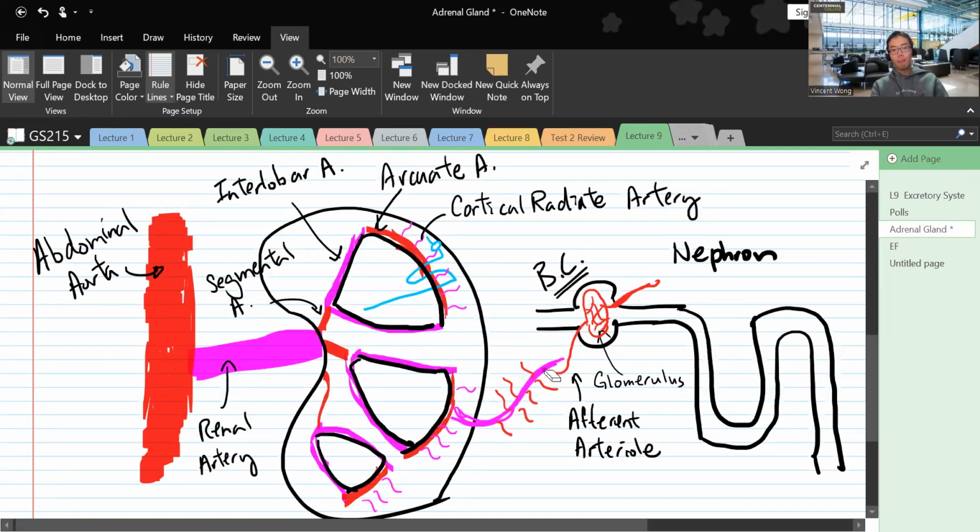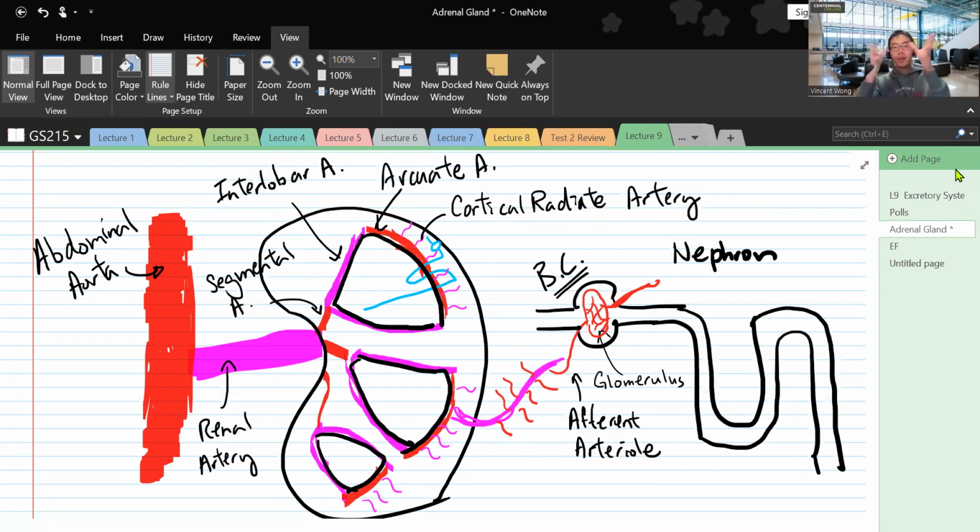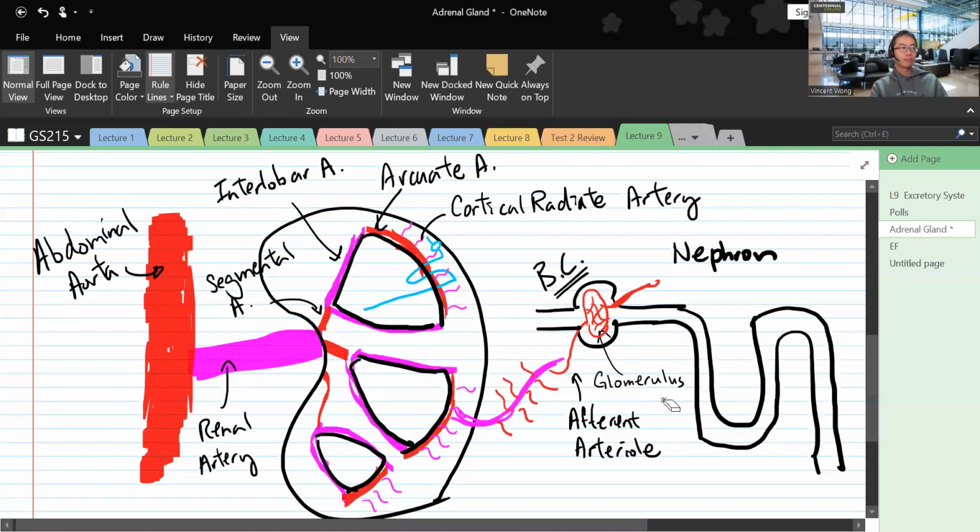Let me repeat that one more time. Each of these afferent arterioles will feed into a Bowman's capsule. You will have one that goes into another Bowman's capsule, and this will go into another Bowman's capsule. As they enter the Bowman's capsule, the afferent arteriole will open up into a network of capillaries. The name of this capillary network is called the glomerulus. Is that okay?